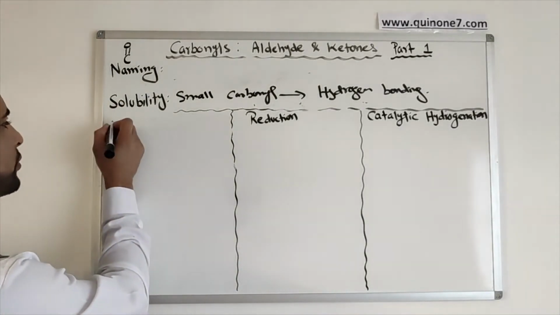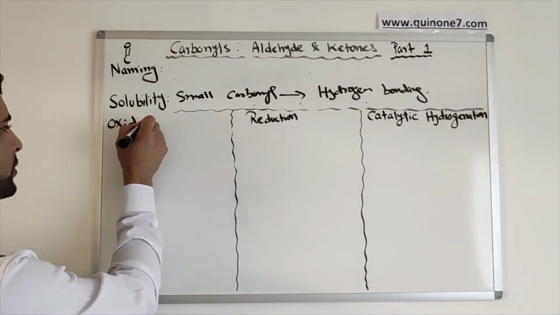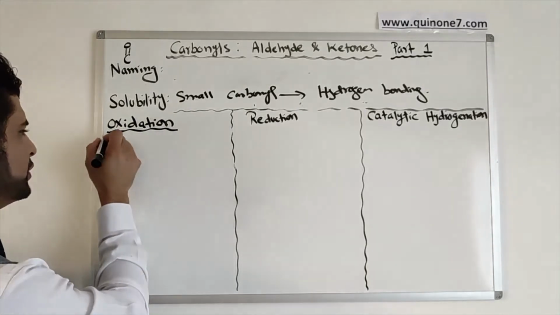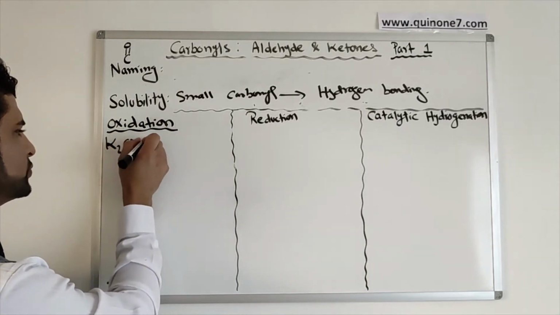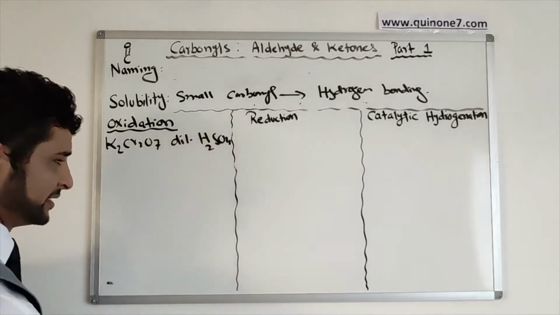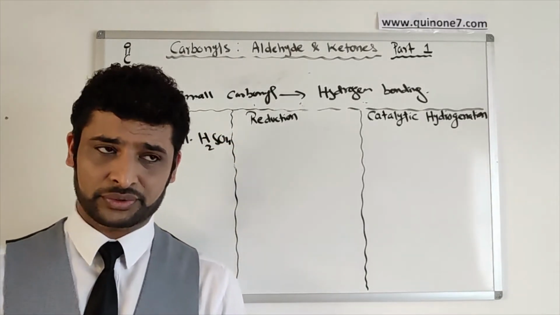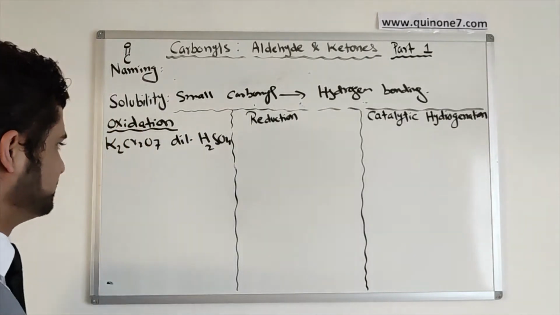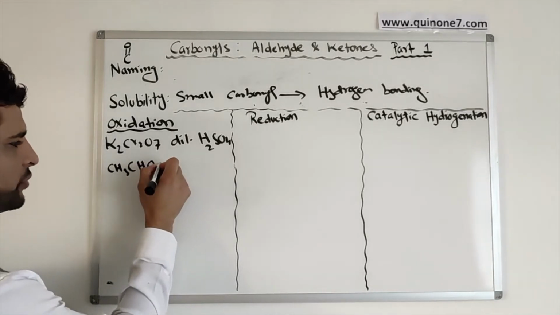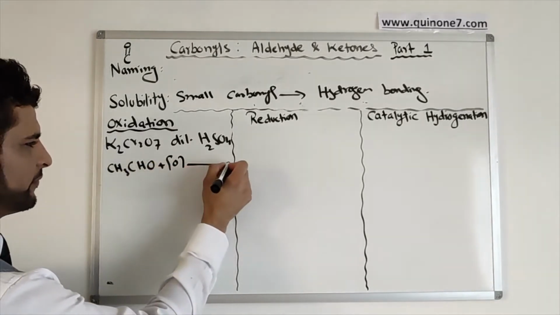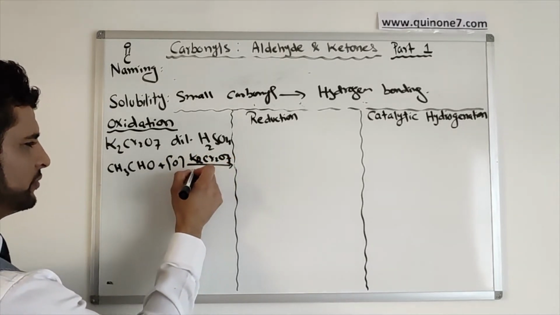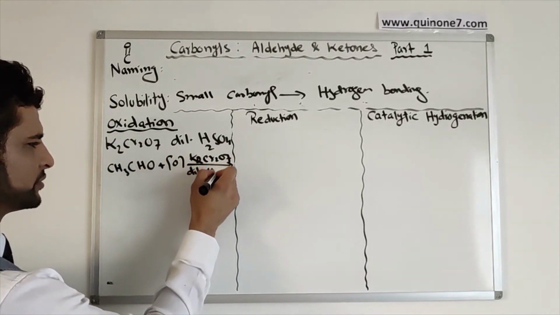Now we're going to look at oxidation. For oxidation, you need potassium dichromate, K2Cr2O7. You also need dilute sulfuric acid. These are the two which are required to do the oxidation. Now, if you have an aldehyde, for example ethanal, and you're going to oxidize it with K2Cr2O7, and you will have dilute H2SO4.